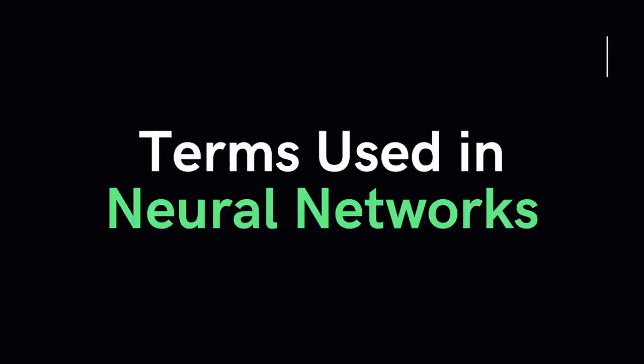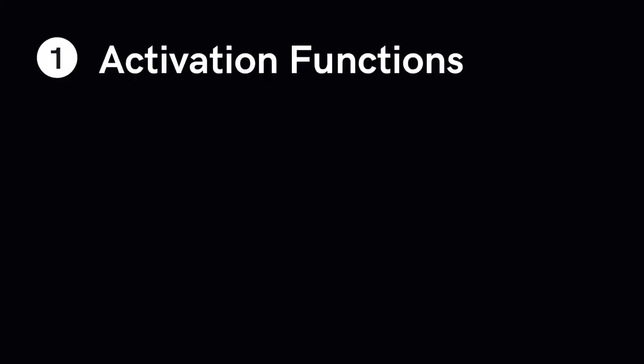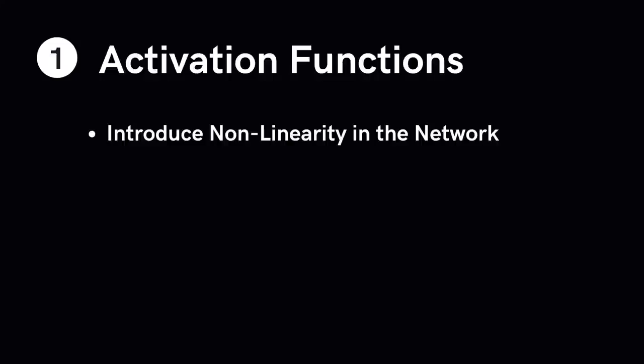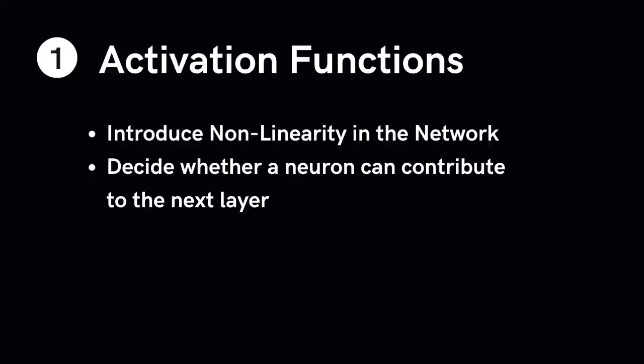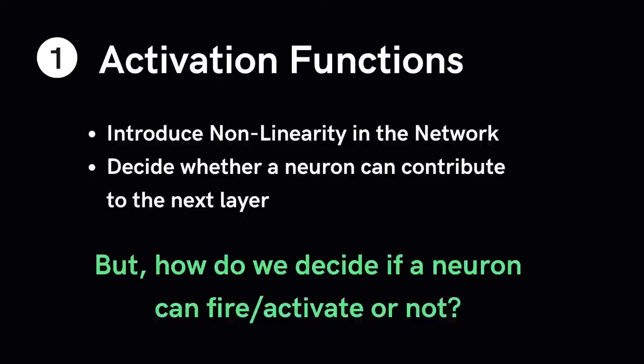In this section, we're going to talk about the most common terminologies used in deep learning today. Let's start off with the activation function. The activation function serves to introduce something called nonlinearity into the network, and also decides whether a particular neuron can contribute to the next layer. But how do you decide if the neuron can fire or activate? Well, we had a couple of ideas which led to the creation of different activation functions.